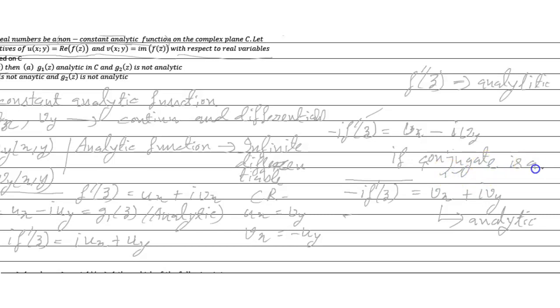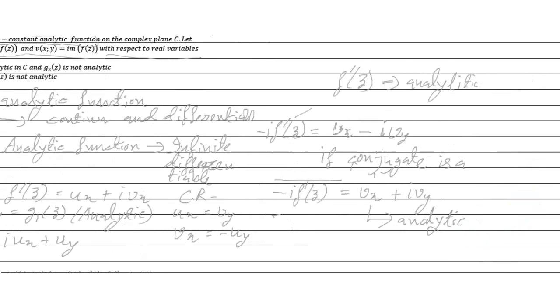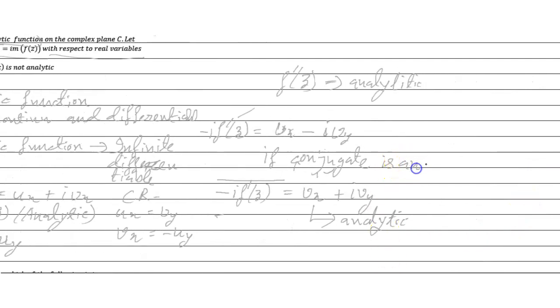Conjugate is analytic, so that the function is constant. So that f dash z is equal to c. So f(z) is equal to az plus b. But it is not so.